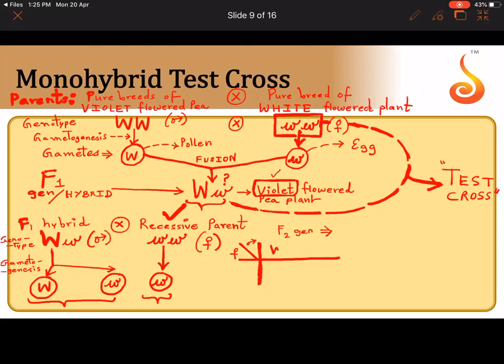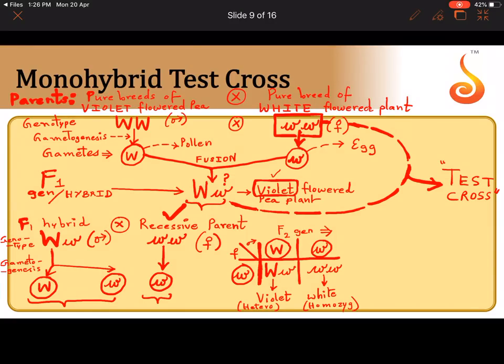So here I will write the male gametes, pollen, I will write capital W, small w. And here I will write only one type of egg. What is it? Small w. So now let us make boxes and let us see what plants we get in which generation. Please remember F2 generation. So W, capital W, small w, small w, small w. That means we get, one of them is violet flowered and one of them is white flowered. One of them is heterozygous and one of them is homozygous.